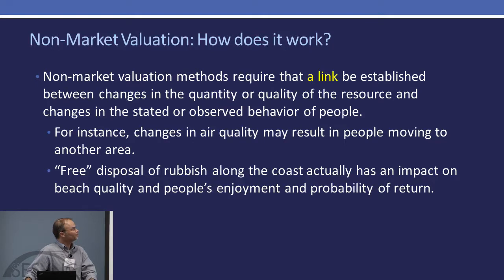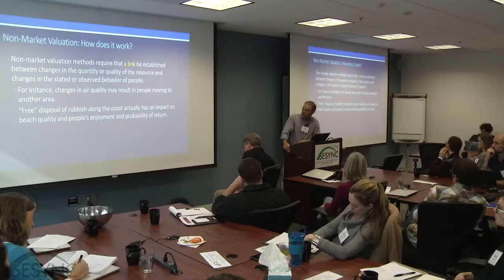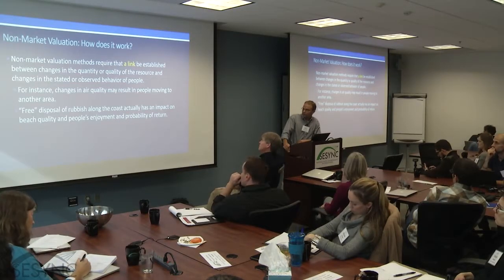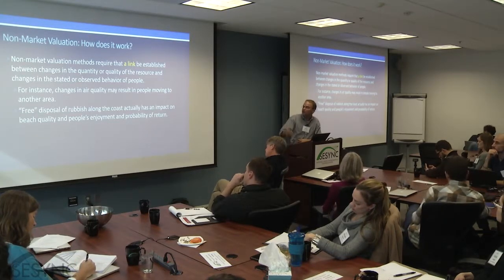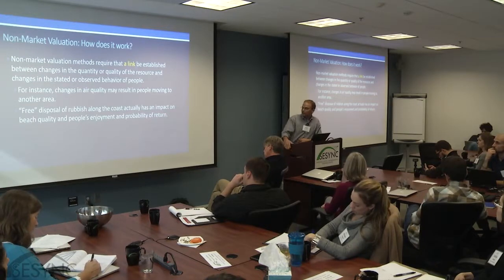Okay, so how does it work? How does non-market valuation work? We need a link between the changes in the quality or quantity of natural resources and people, what people say or what people do, right? If air quality changes, people might move. If beaches are dirty, people might go to a different beach. There's a link between behavior and changes in the environment. And we're going to try and use that link to tell us what people value.